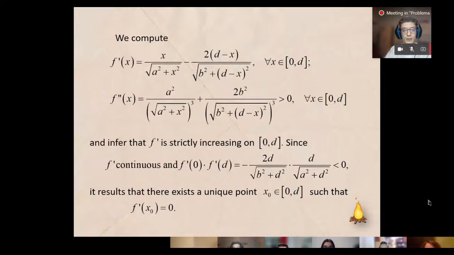So what we did next was to find the second derivative of this function, which is strictly bigger than 0. This means that the derivative of f is strictly increasing on the closed interval between 0 and d. Since the derivative of f is continuous and the values at the extremes of this function are smaller and bigger than 0 respectively, it results that there is a unique point x0 in the closed interval between 0 and d such that the derivative of f at x0 equals 0.